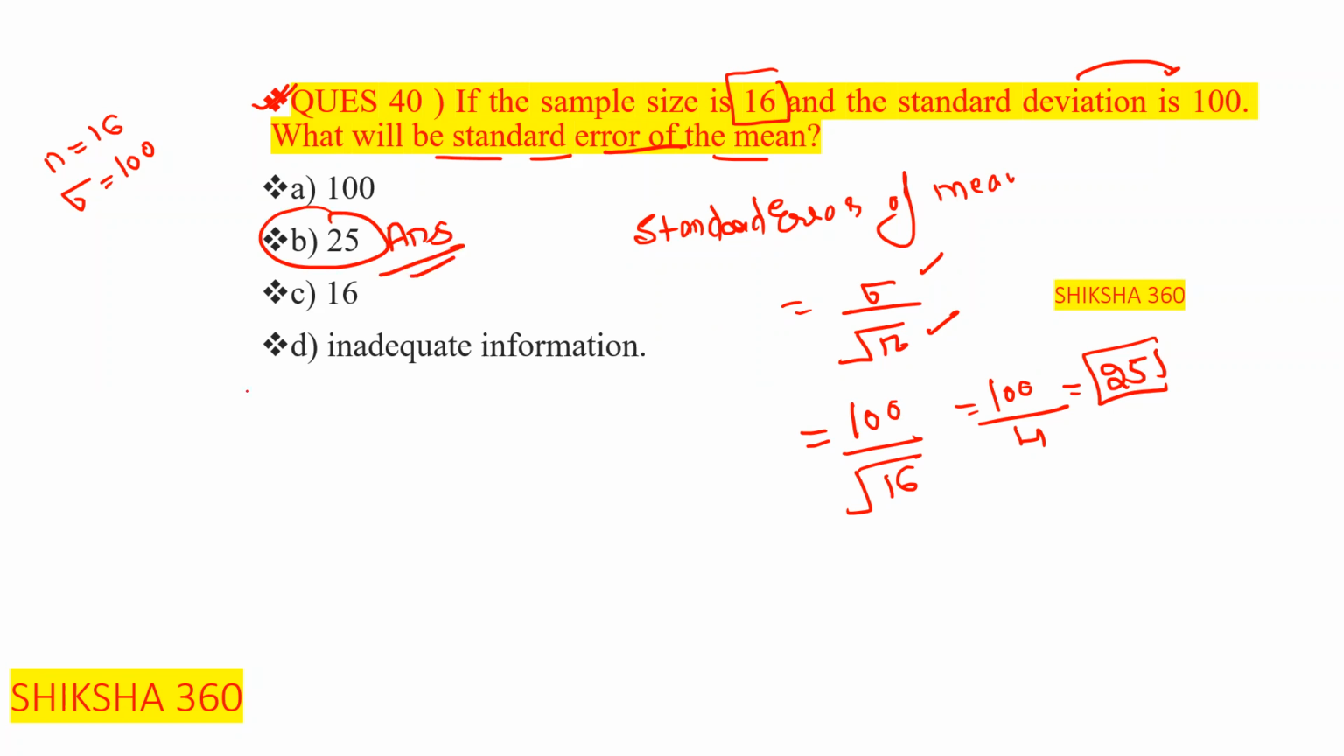While practicing, you will be able to remember all these formulas. Here they have given the sample size as 16 and the standard deviation as 100. The standard error of the mean is sigma upon root n. Root 16 is 4, so 100 upon 4 is equal to 25. So 25 is the answer here, that is option number B.